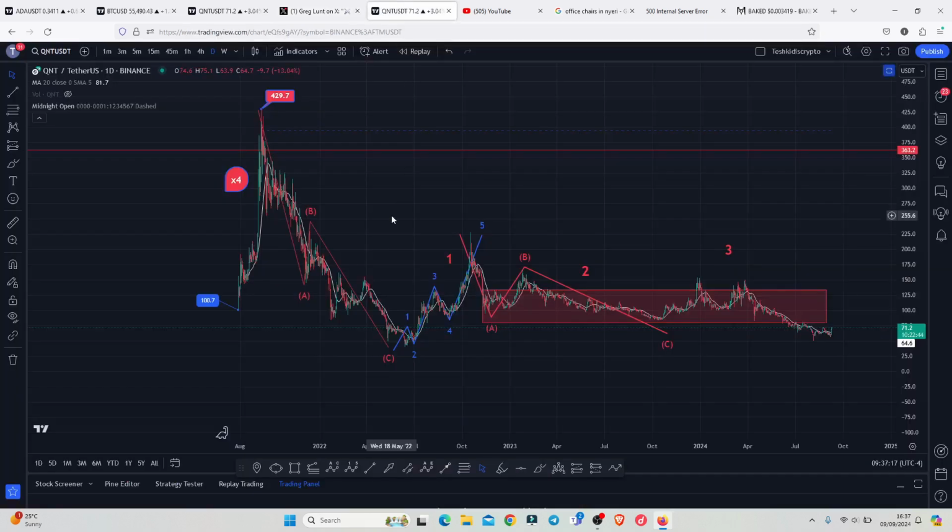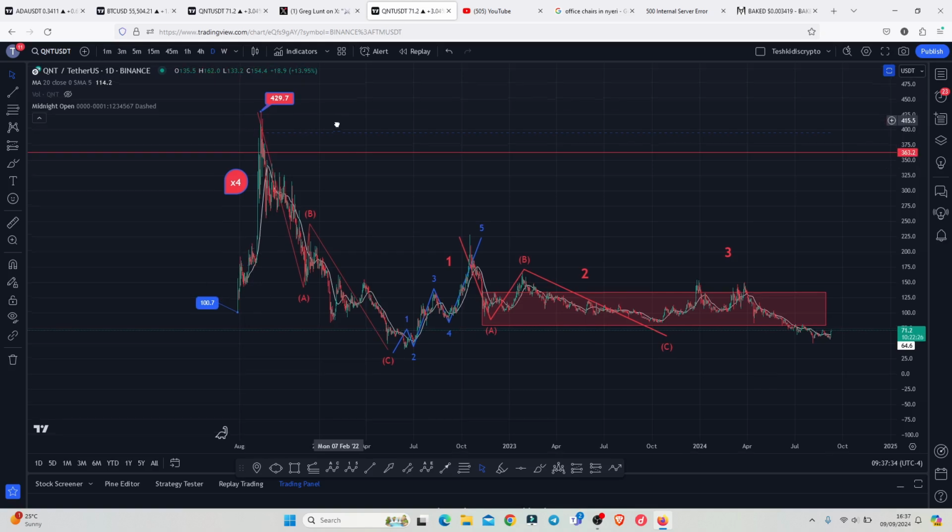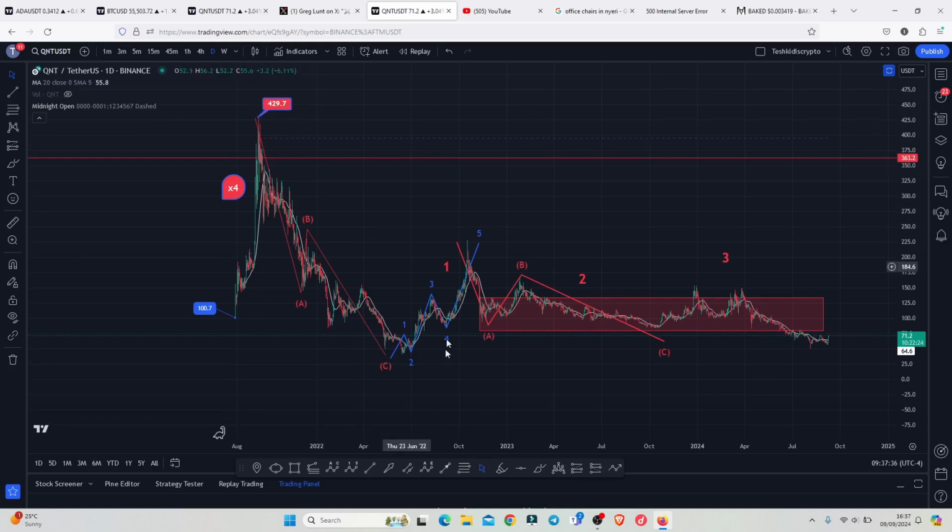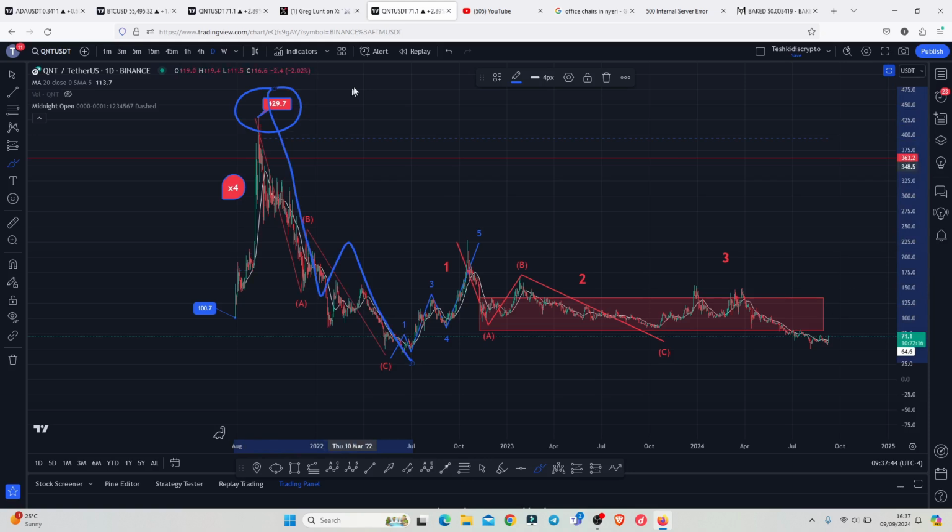Jumping to the daily chart to first give you my long-term price prediction analysis. Here on the charts, you can see that back in 2021, we saw the launch of QNT in a move that gave us a massive break to the upside, taking us to all-time highs above the $429.7. And after making the all-time high, we started a bear market where we had been seeing lower prices in this ABC corrective structure in a move that gave us a bear market low below the $40.